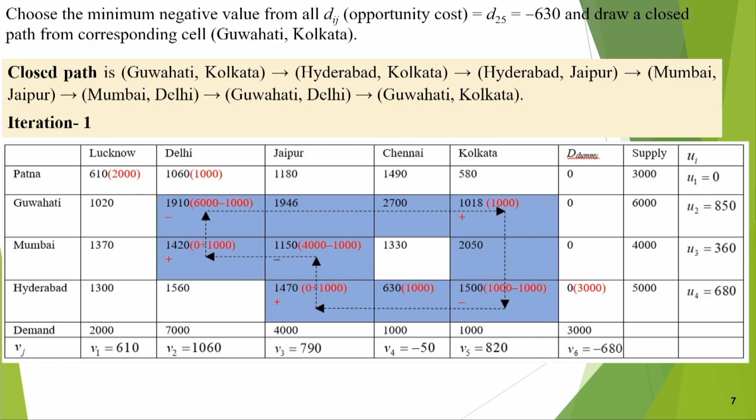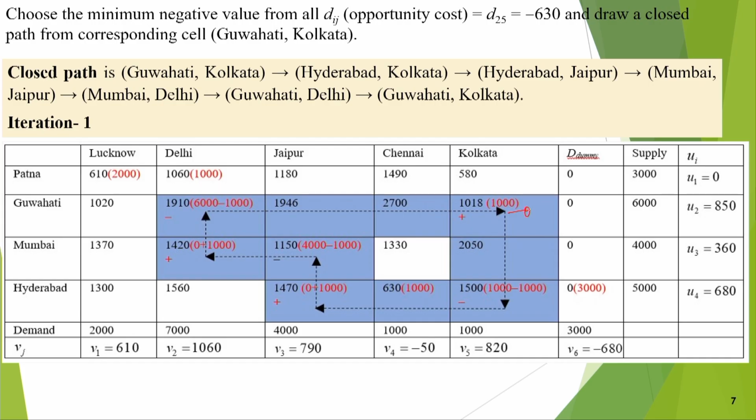So here it comes out to be D25. Okay. So we draw a closed path from the corresponding cell. That means this cell was Guwahati, 25. Okay, that means we have to see the second row. So second row is Guwahati and fifth column is Kolkata. So 25. That means this cell was giving me opportunity cost minus 630. So we want to give maximum amount to this. But how much maximum amount?